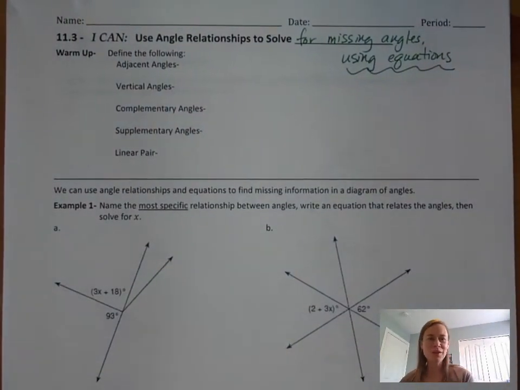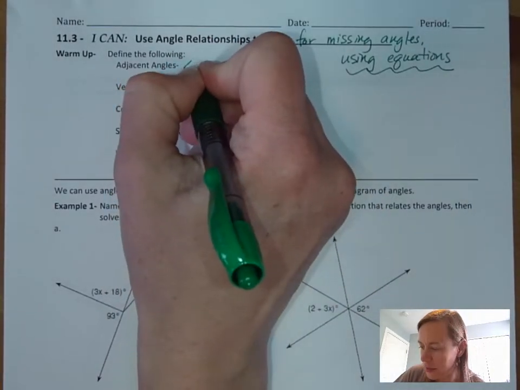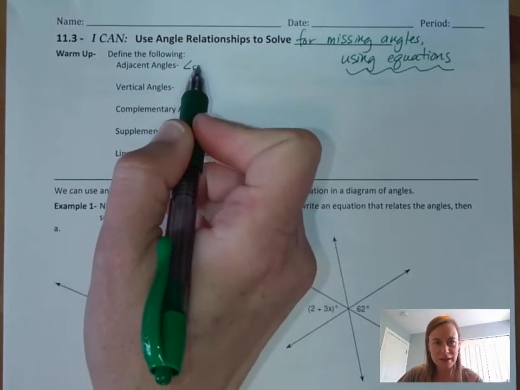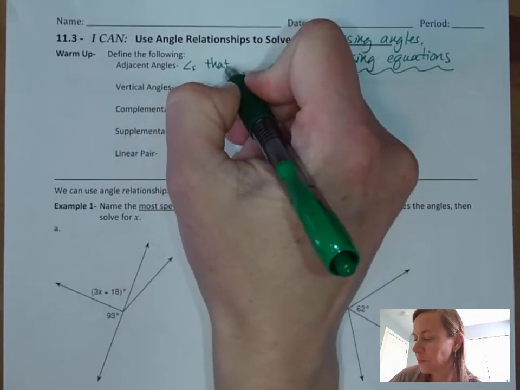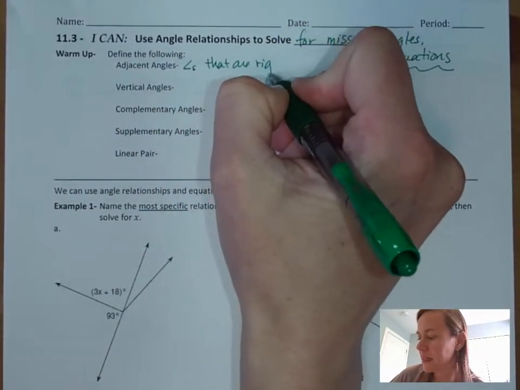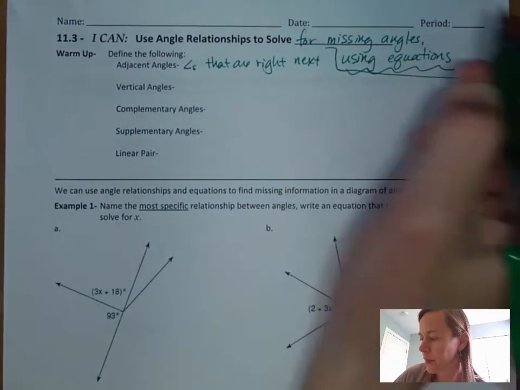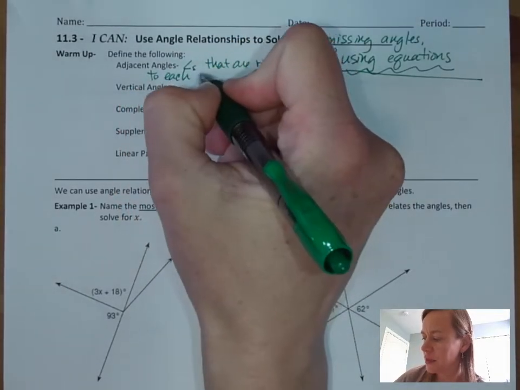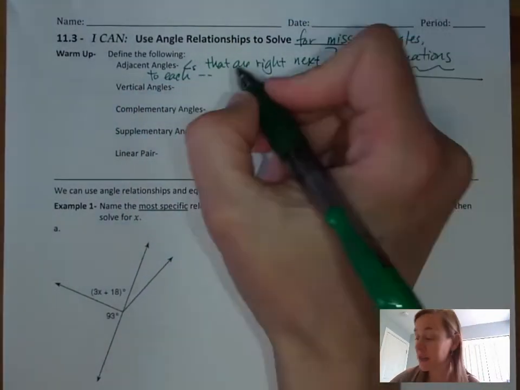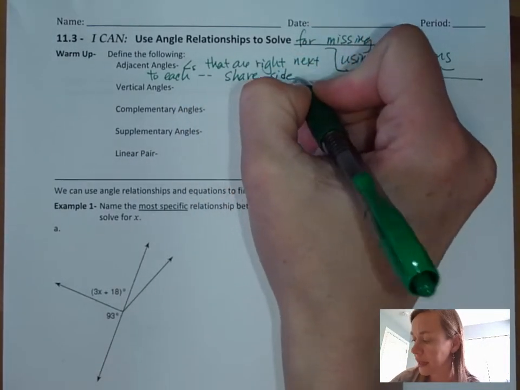Okay, so quick review in our warm-up. Define the following. What are adjacent angles? Those are angles. I'm just going to use my little symbol for angle and then with an S after it for angles. Angles that are right next to each other. That's in my way, so I'll go down here. In other words, they have to share a side. So adjacent angles always share one side.